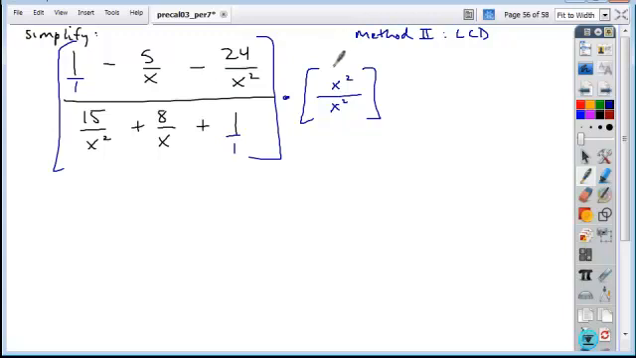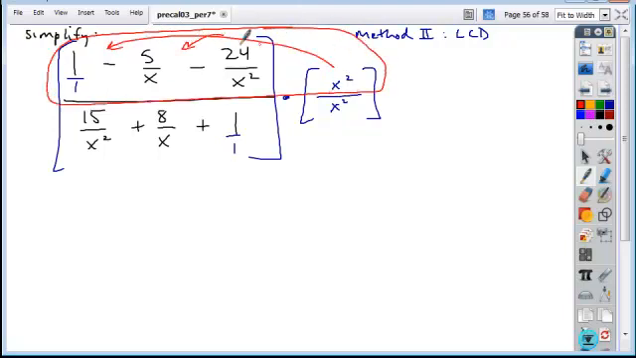Okay, so what I'm going to do is now work just in my numerator. Working just in the numerator here, I'm going to distribute my LCD through. So here I get 1 times x squared. Here this x cancels with one of these x's, so I'm left with a negative 5x. And here the x squareds cancel completely, so I'm left with a negative 24. So I've converted out of this rational form into a single expression.